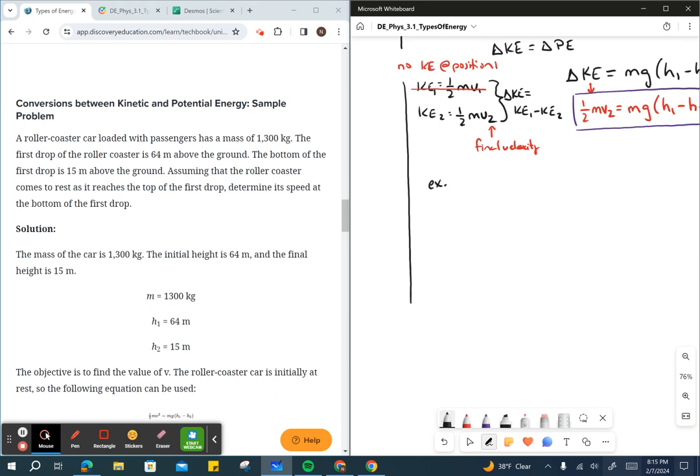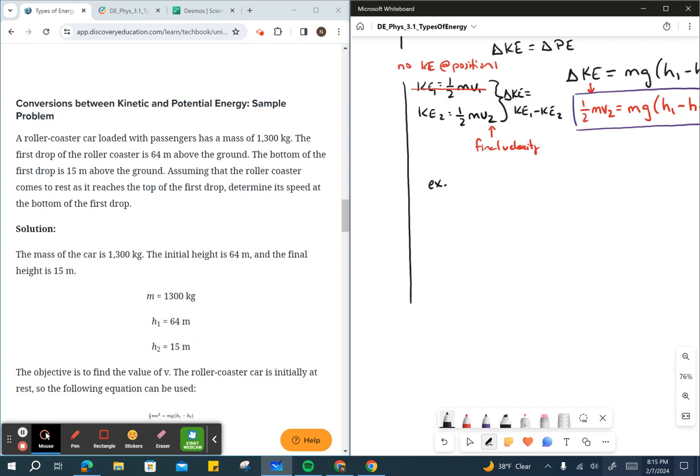Example problem. You have a roller coaster car loaded with passengers that has a mass of 1,300 kilograms. The first drop of the roller coaster is 64 meters above the ground. The bottom of the first drop is 15 meters above the ground. Assuming that the roller coaster comes to rest as it reaches the top of the first drop, determine its speed at the bottom of the first drop.